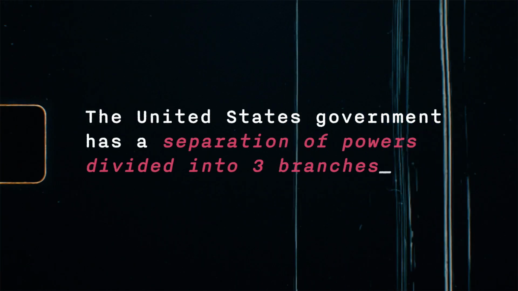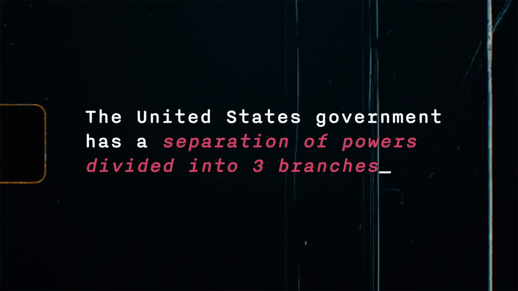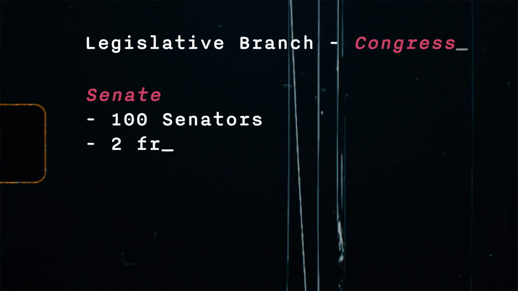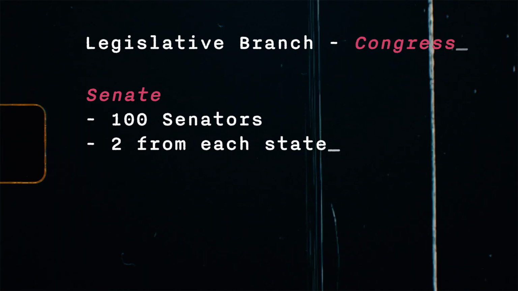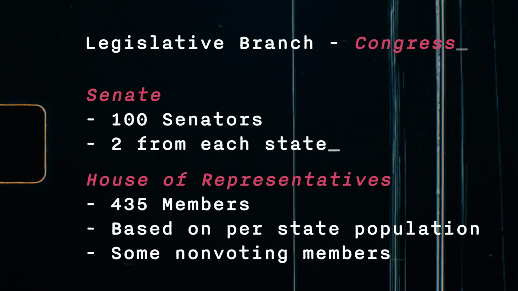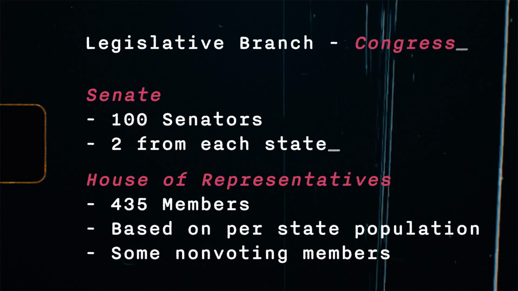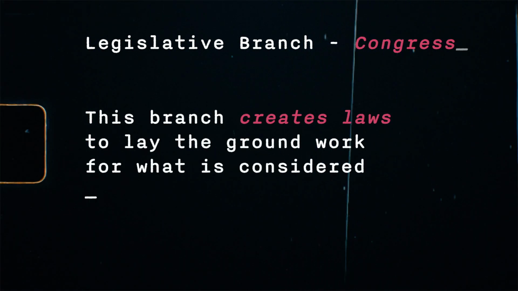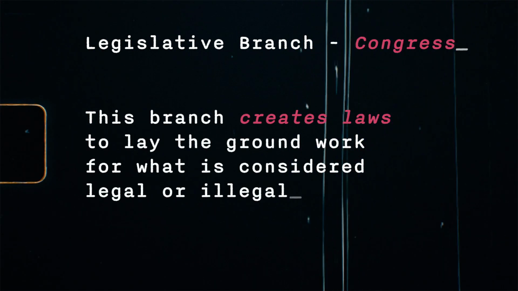To understand the role of forensic evidence in our legal system, we must first grasp how our government operates. The United States government is built on the principle of separation of powers, divided into three branches. The legislative branch consists of the Congress, which is bicameral, consisting of two houses. There's a Senate with 100 senators, with 2 from each state. There's a House of Representatives with 435 voting members based on state population, plus non-voting members representing territories like Puerto Rico and Guam. The legislative branch creates the laws, which lay the groundwork for what is considered legal or illegal.